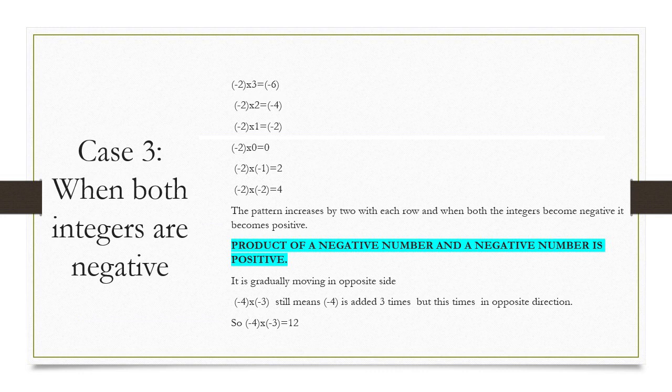The pattern increases by 2 with each row, and when both the integers become negative, the product becomes positive. So the product of a negative number and a negative number is positive. Product of two negative numbers is positive. Minus 4 into minus 3 still means minus 4 is added 3 times, but this time in the opposite direction.